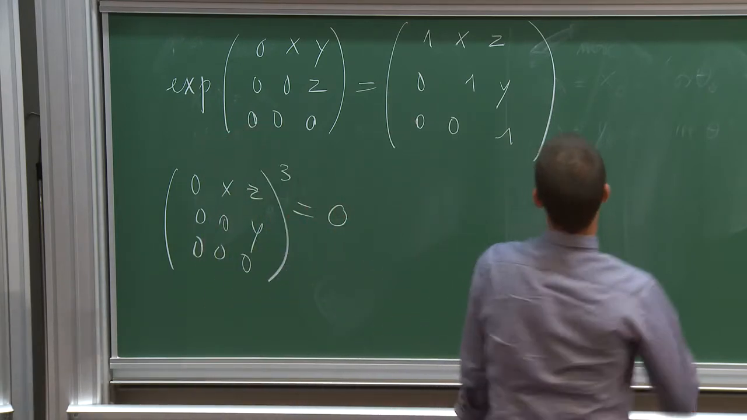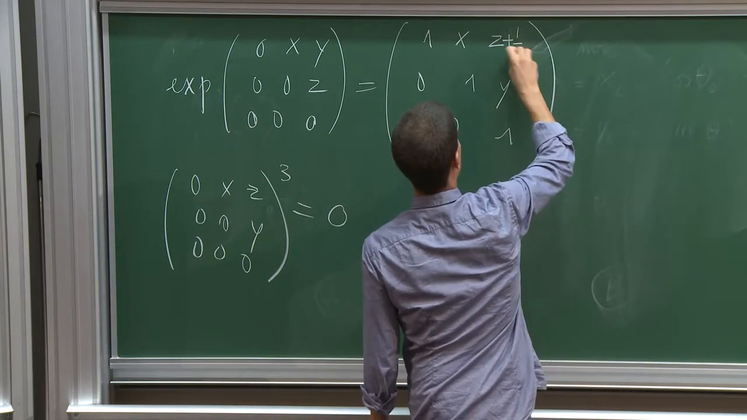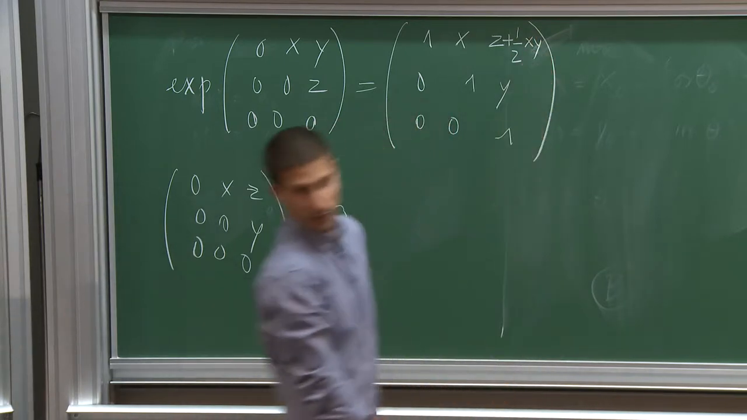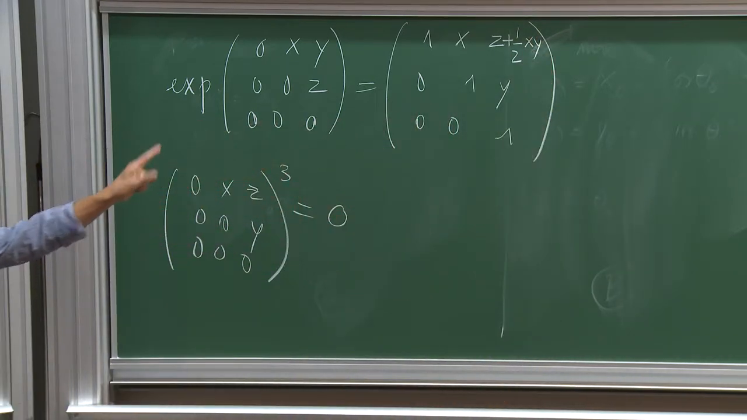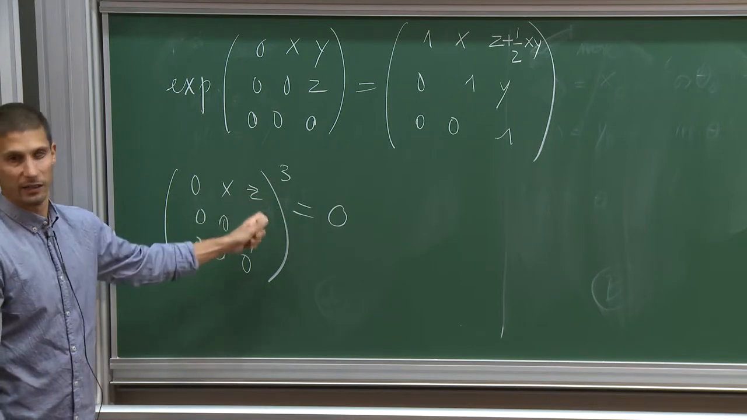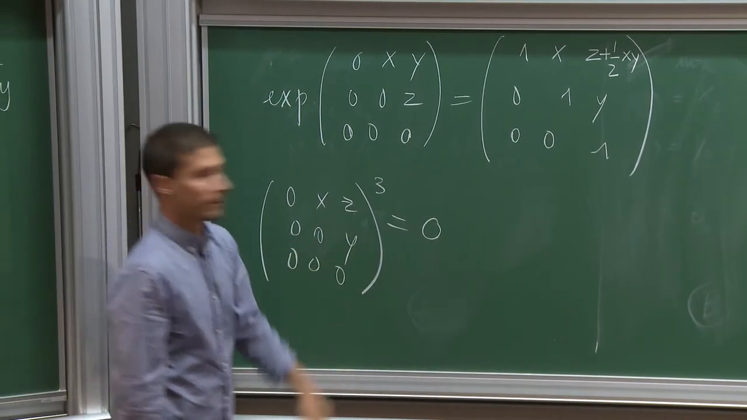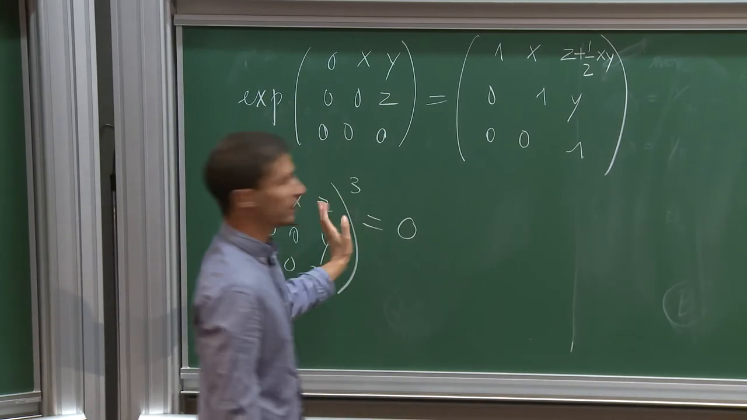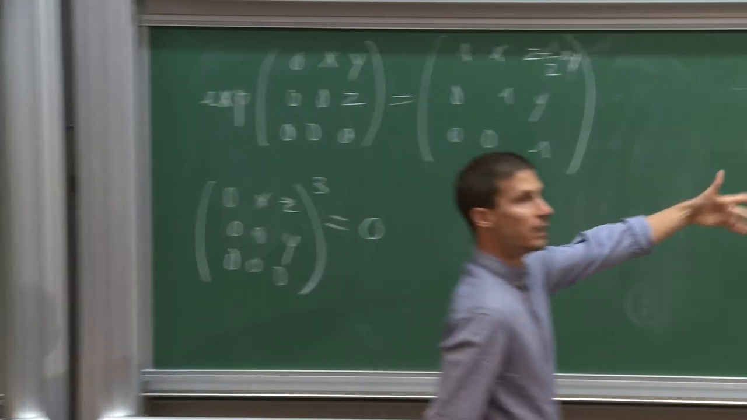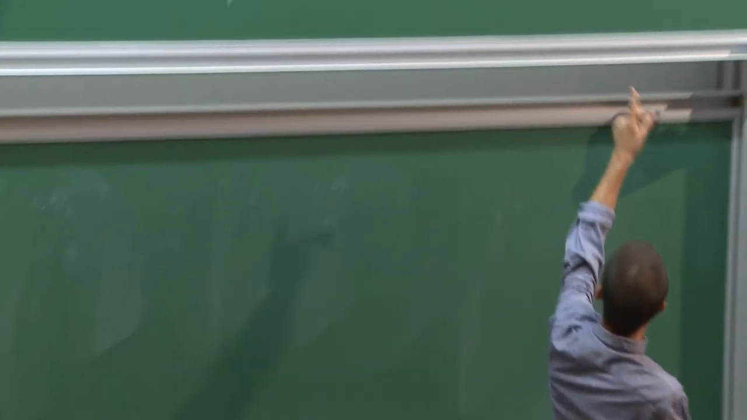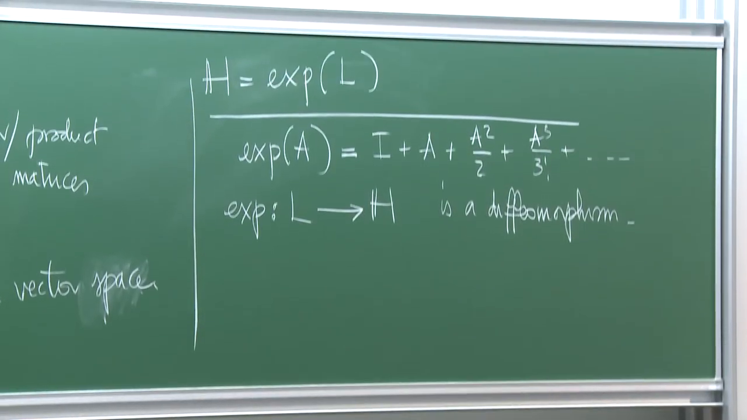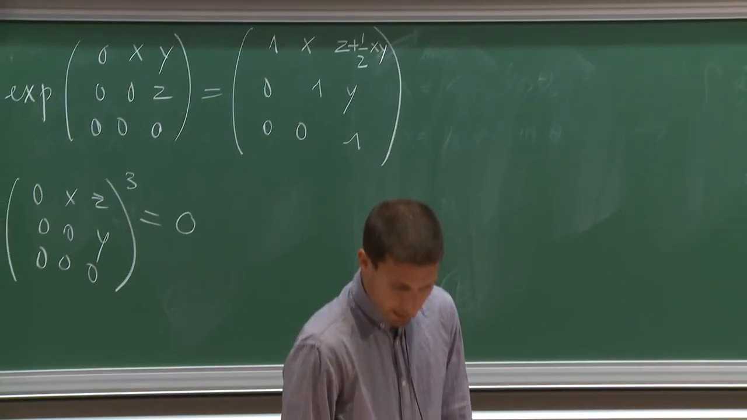formula because it's very easy, a term here, which is 1/2 xy. So the only non-zero element of this matrix square is this element, and it is x times y. Starting from power 3 it is 0, so this series is actually a polynomial that ends after two terms.